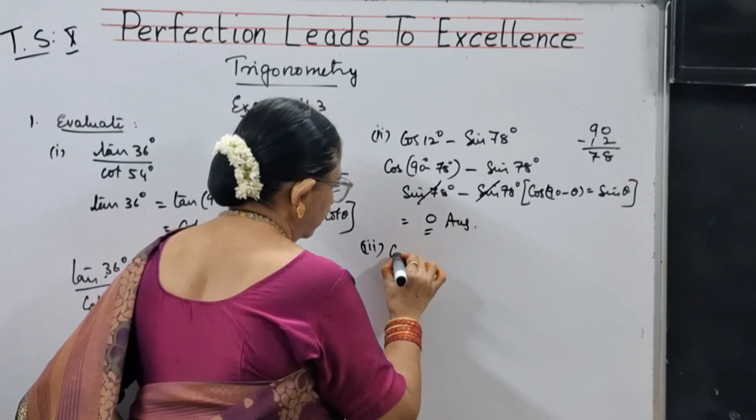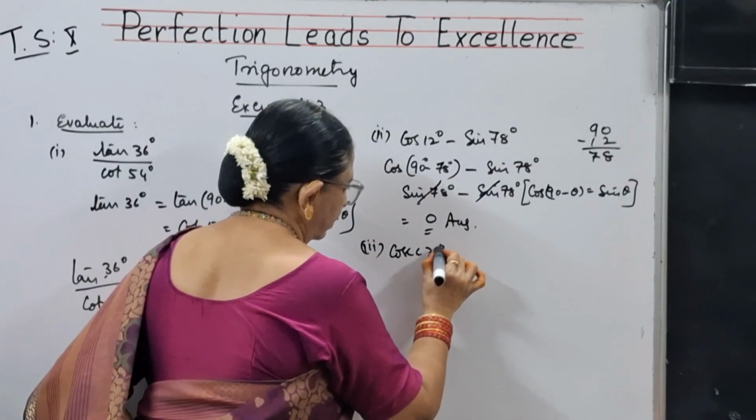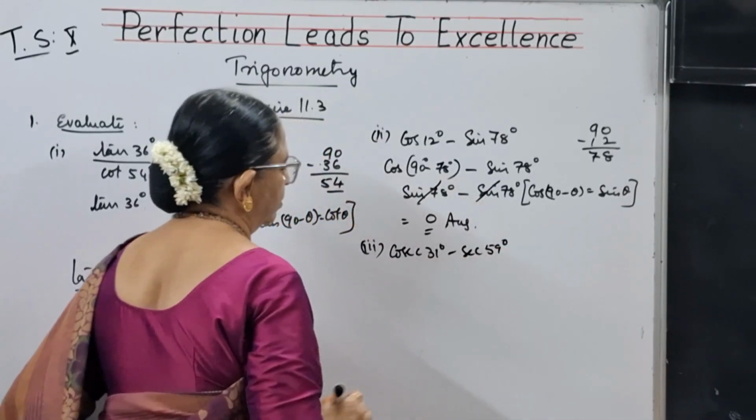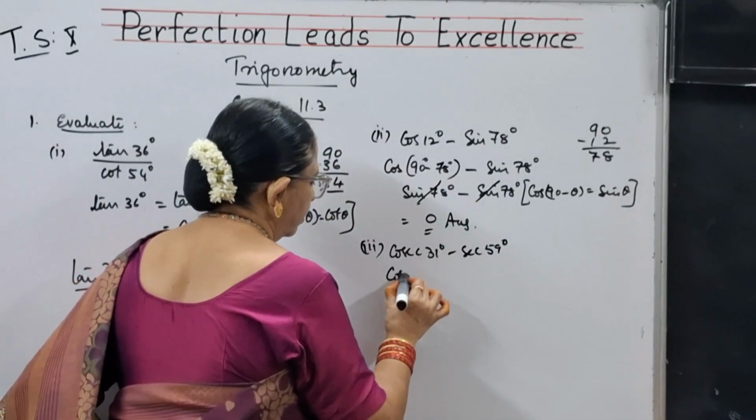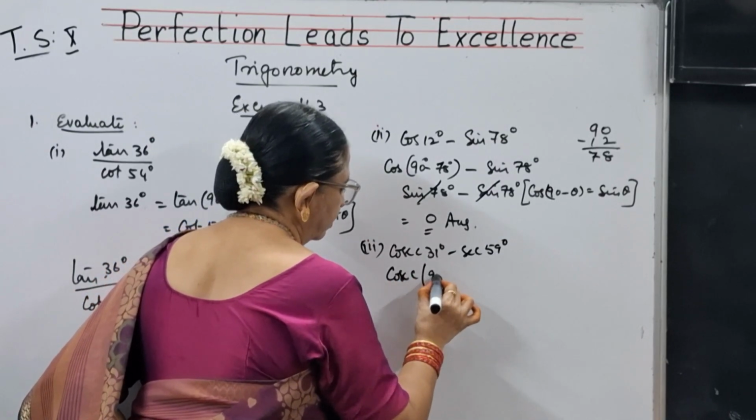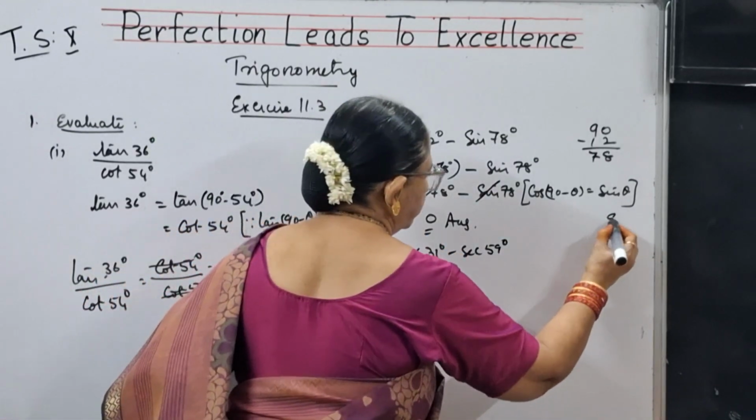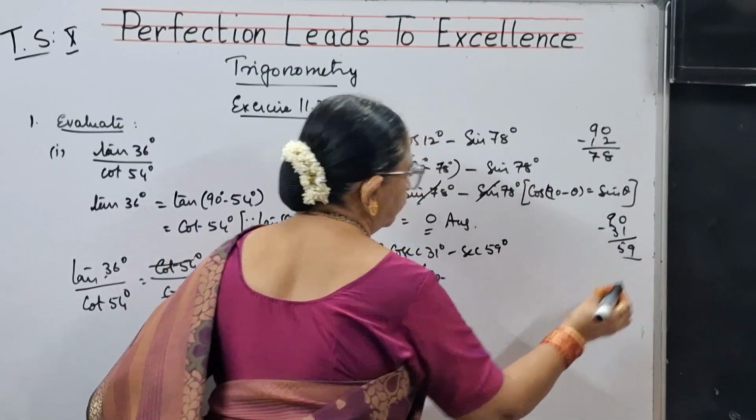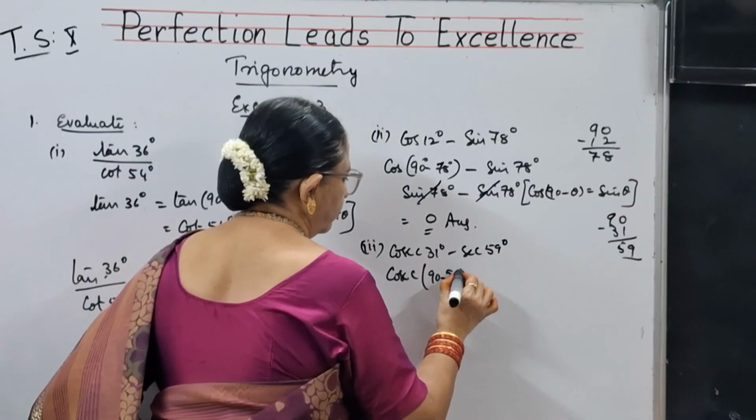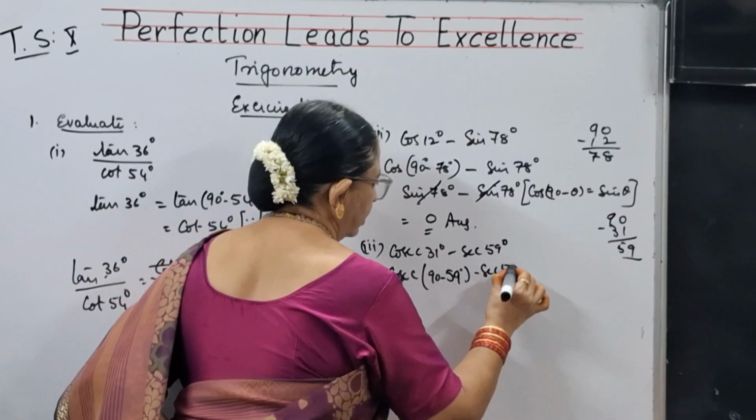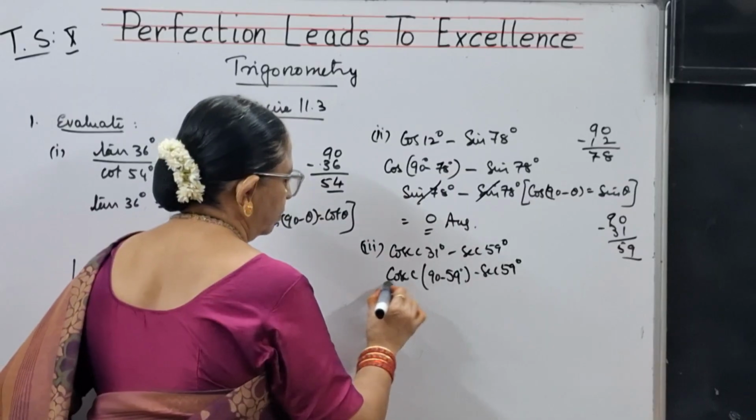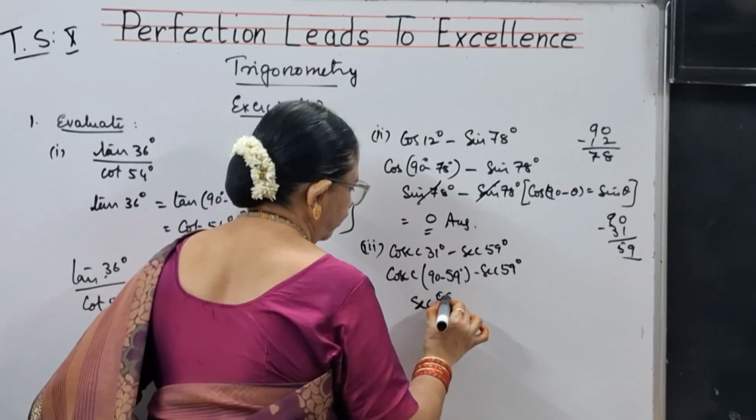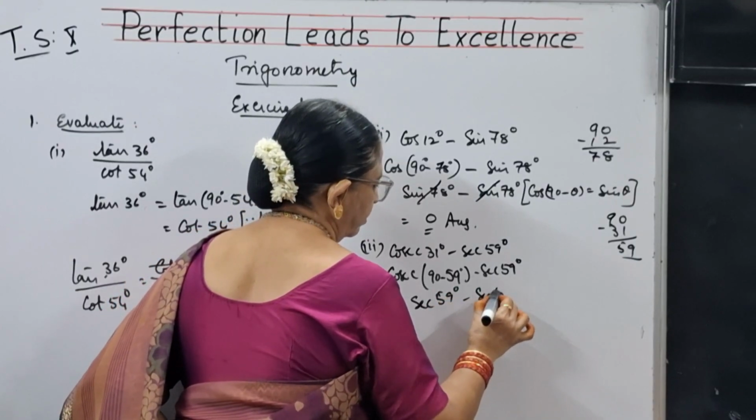Third bit is cosecant 31 degrees minus secant 59 degrees. That means let us write cosecant 31 degrees as cosecant 90 minus, see, from 90, if you subtract 31, you are getting 5 here, 9 here. So cosecant 90 minus 59 degrees minus secant 59 degrees. So this is nothing but cosecant 90 minus theta is secant theta. Secant 59 degrees minus secant 59 degrees.